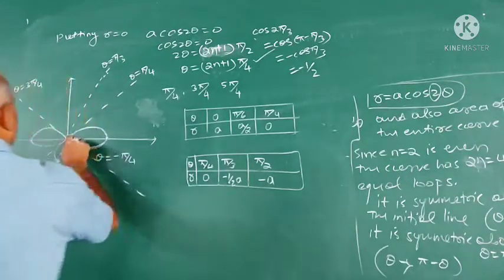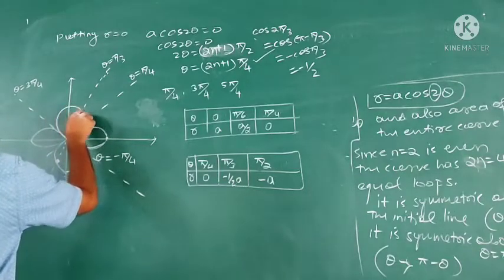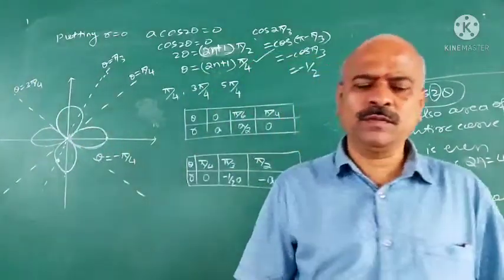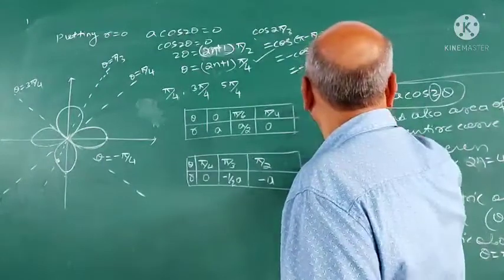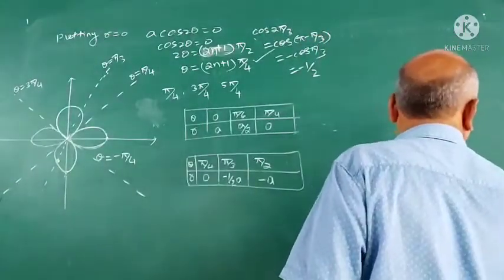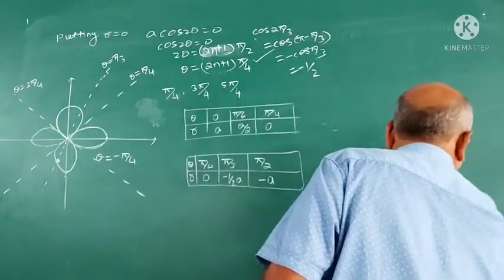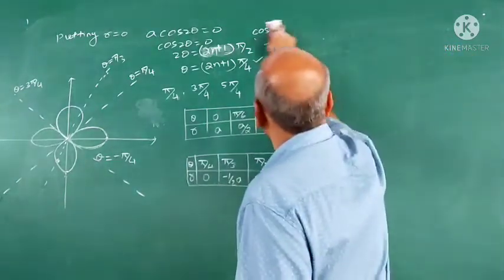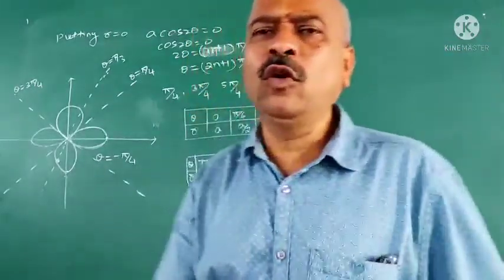This is one bracket. Because of symmetry, it is symmetric about the initial line, we will have this. So it is a 4-leaved rose. This much explanation is sufficient, I think. It is a 4-leaved rose. r is a cos 2 theta, 4-leaved rose. Now how do you find the area? What is the problem now? Find the area of one loop.